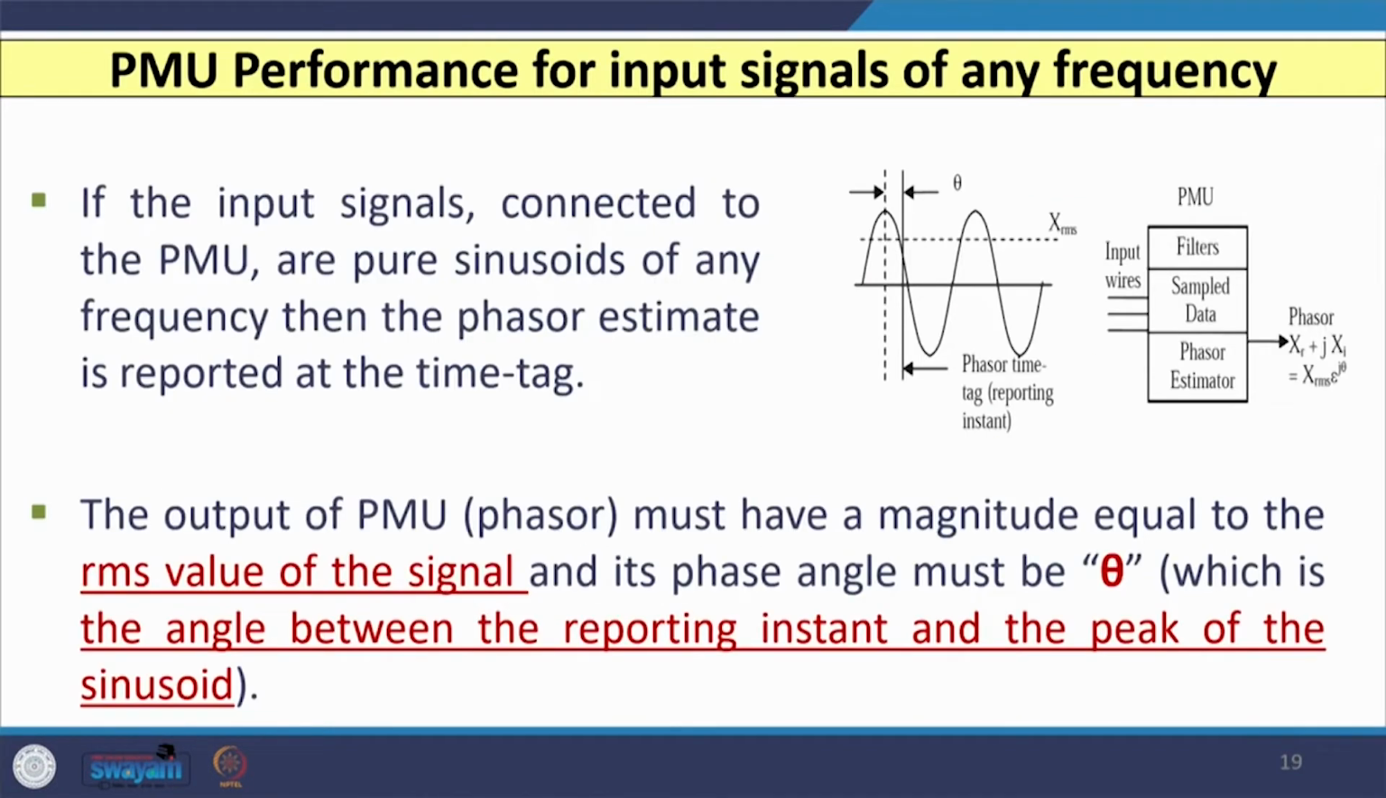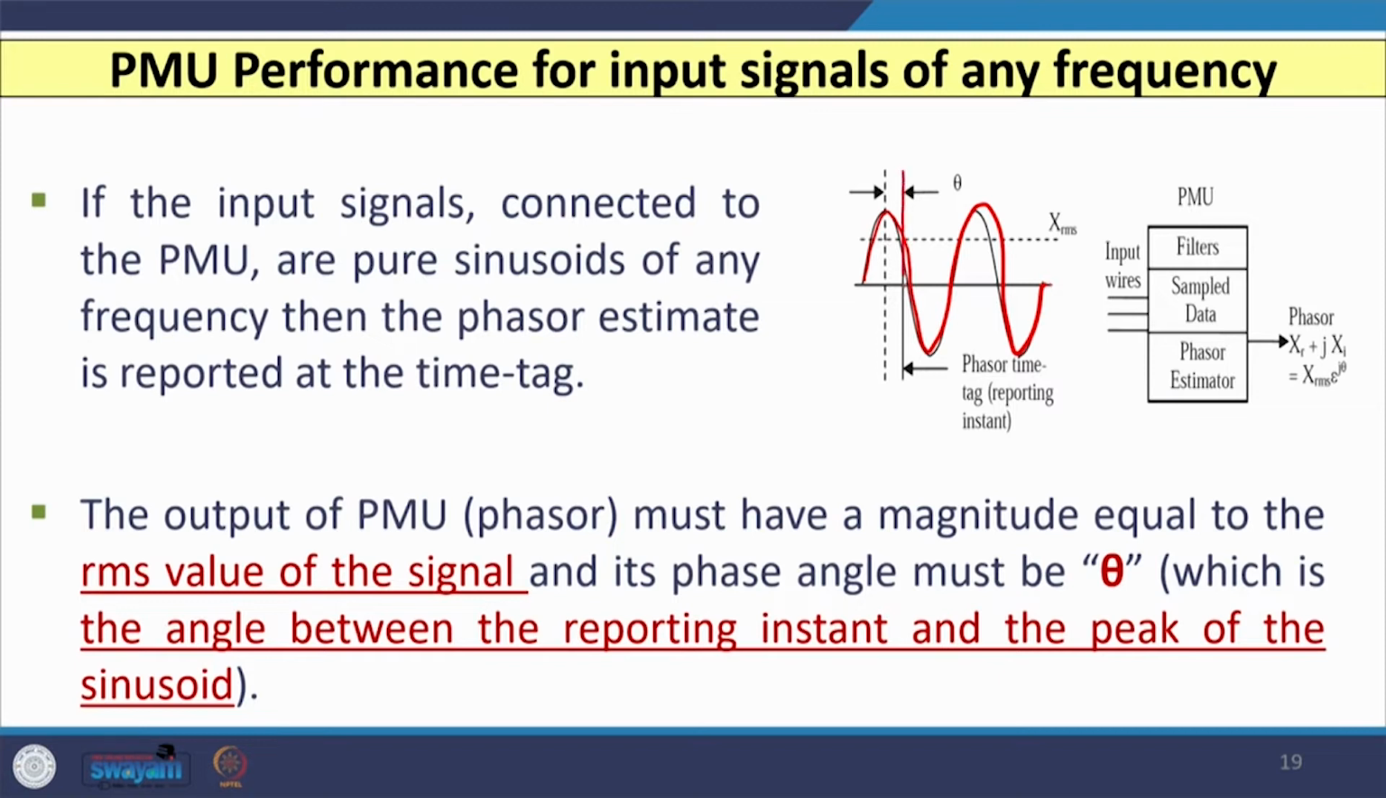Now, let us see the PMU performance for an input signal of any frequency. So, we know that if the input signals connected to the PMUs are pure sinusoids of any frequency, then the phasor estimate is reported at the time steps. So, you can see that here I have shown one signal, and this signal is what I have reported.